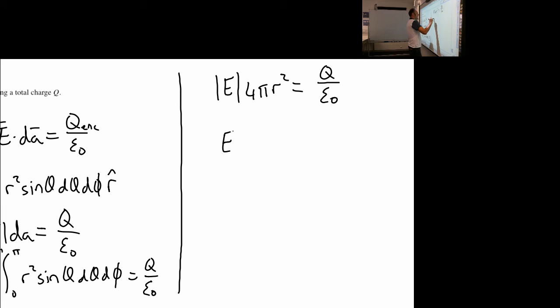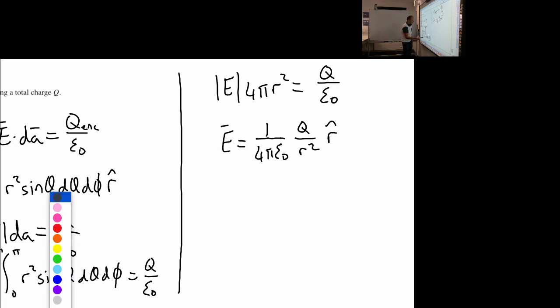So what results is the magnitude of E times 4 pi r squared is going to be equal to q over epsilon naught. Or alternatively, what we can write is our electric field E is equal to 1 over 4 pi epsilon naught by q all over r squared. It's in the r hat direction.